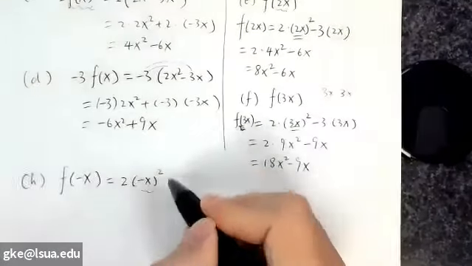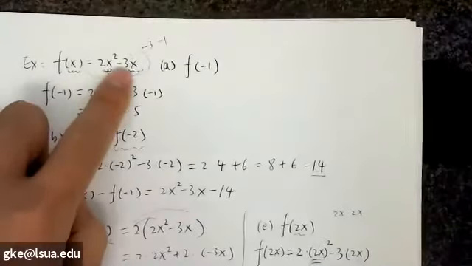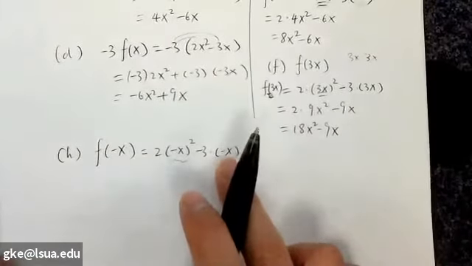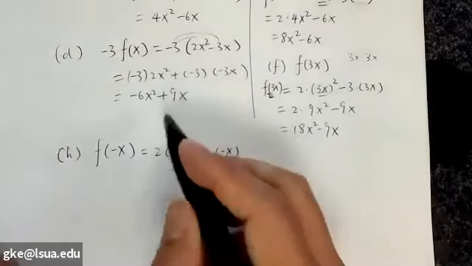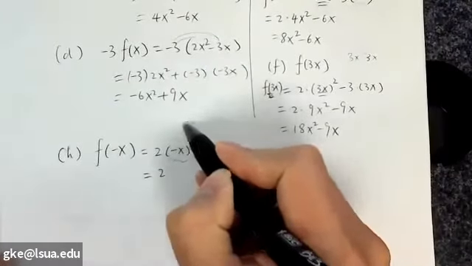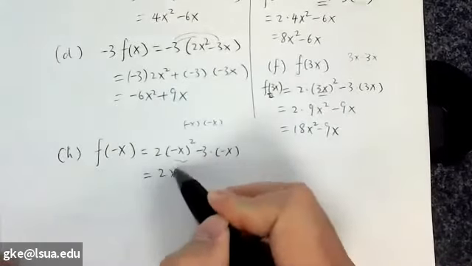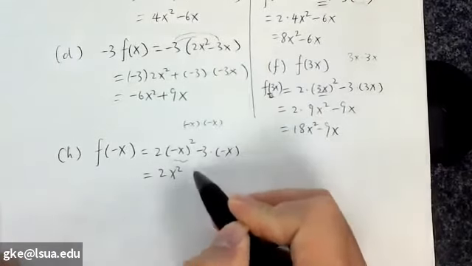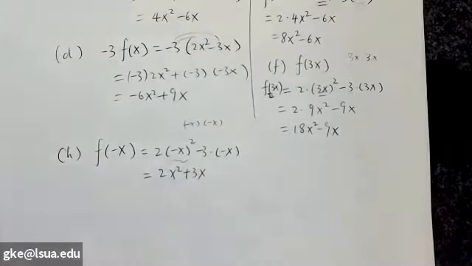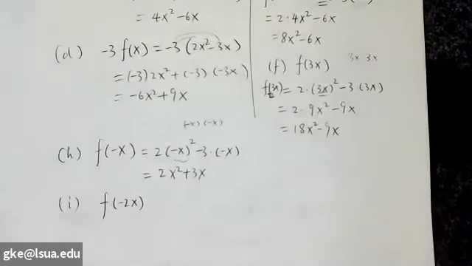And negative 3 times negative x. Negative 3 times this x, which is negative x. Plug in the negative x, use the parentheses. So we have negative x times negative x. Negative x squared is x squared. Negative 3 times negative x, negative times negative is positive, right? Now let's try this one.